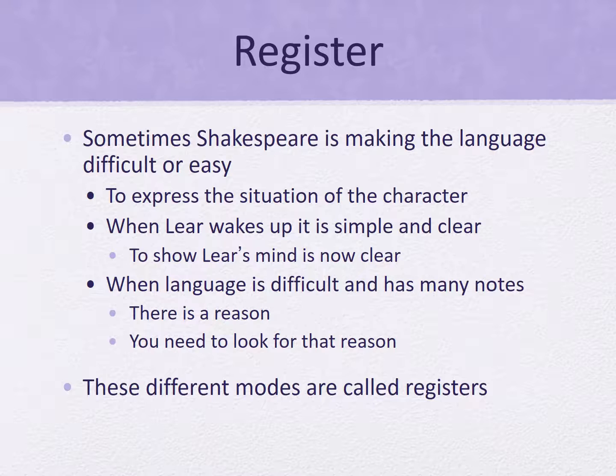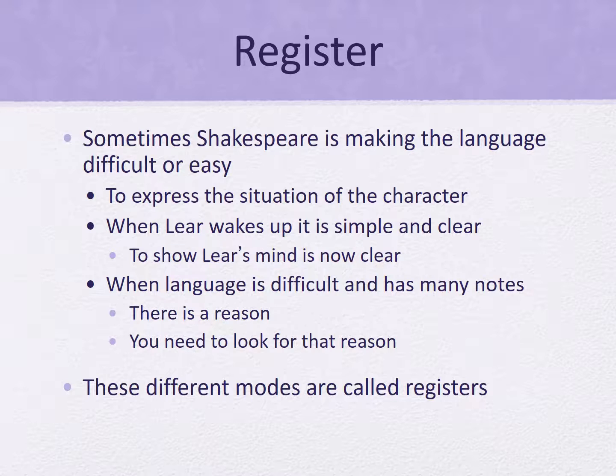All right, now the register of the language. Sometimes Shakespeare is making the language more difficult than it needs to be, or he's making it easier. And a lot of times this is to express the situation of the character. More difficult language means the character may be in a more complex, more difficult situation to understand. The example I'm using here is King Lear, who's pretty much gone mad and has no understanding of his world. But then he falls asleep on the heath, and when he wakes up, a clarity has come to him. He understands things now. And this language then is very simple and very clear, easy to understand, because Shakespeare wants to reflect how Lear's mind is now clear.